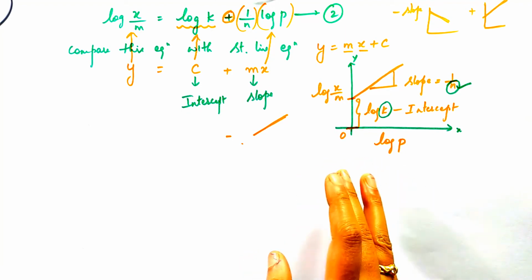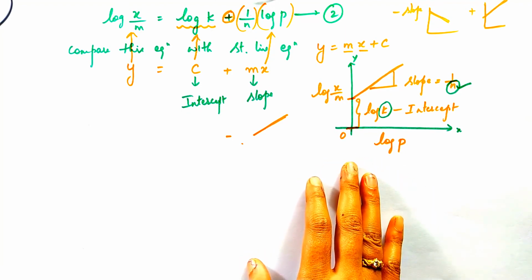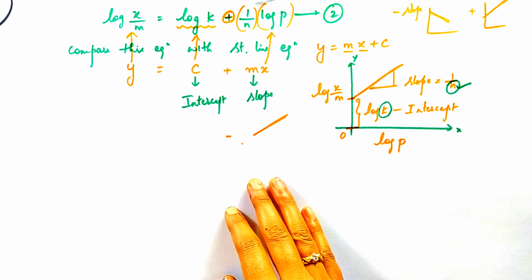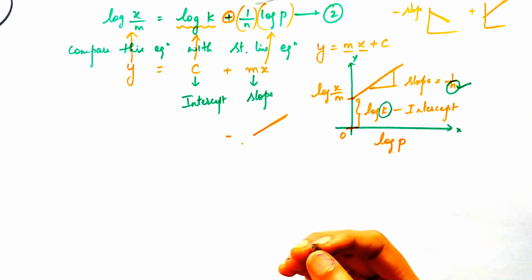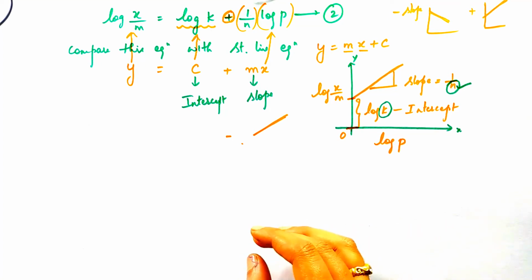This is all about today's video: the Freundlich adsorption isotherm with graph, and how the extent of adsorption varies with pressure at constant temperature.